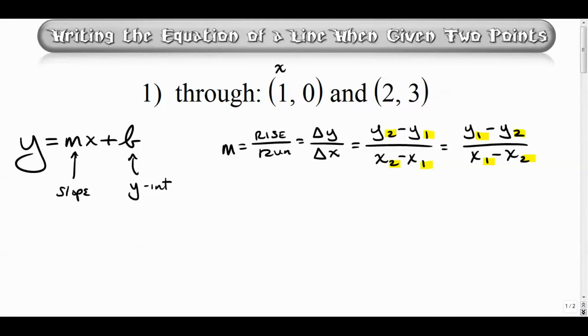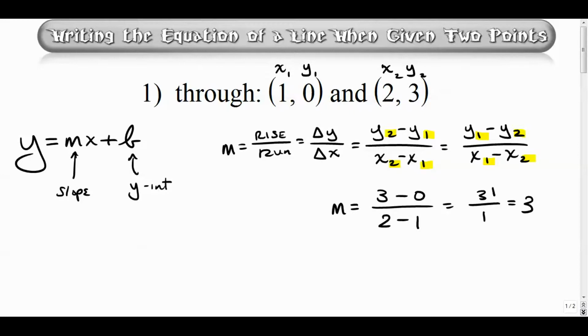So let's label these x sub 1, y sub 1, x sub 2, and y sub 2, and we'll just plug them in. So y sub 2 is 3 minus y sub 1 is 0, divided by x sub 2 is 2 minus x sub 1 is 1. So we get a slope of 3 over 1, which is just 3. So that's our m, that's our slope. That's the steepness of our line. We're going to go up 3 and right 1.